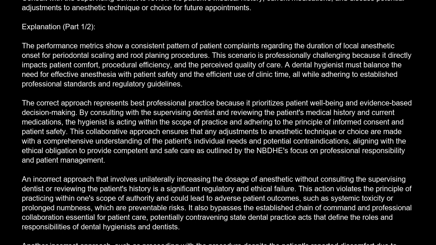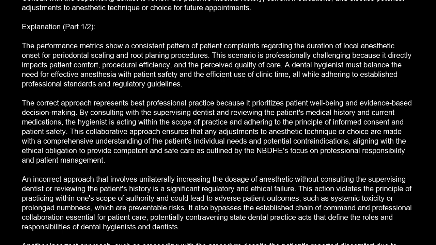This scenario is professionally challenging because it directly impacts patient comfort, procedural efficiency, and the perceived quality of care. A dental hygienist must balance the need for effective anesthesia with patient safety and the efficient use of clinic time, all while adhering to established professional standards and regulatory guidelines. The correct approach represents best professional practice because it prioritizes patient well-being and evidence-based decision-making.